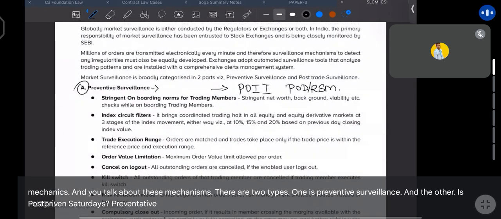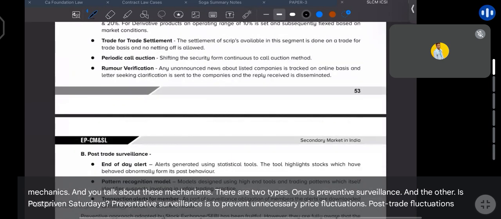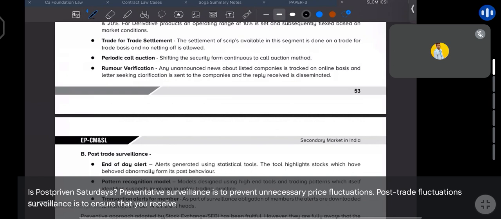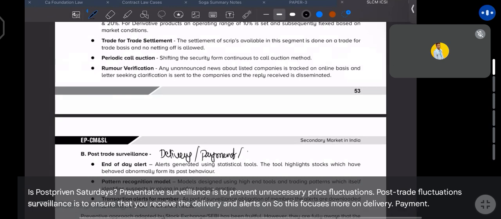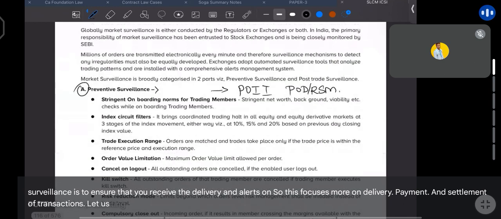Preventive surveillance is to prevent unnecessary price fluctuations. Post-trade surveillance is to ensure that you receive the delivery and alerts on time. So this focuses more on delivery, payment, and settlement of transactions, whereas preventive surveillance focuses more on minimizing the price fluctuations.